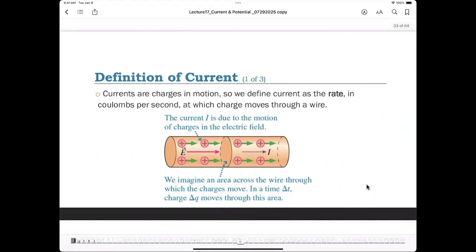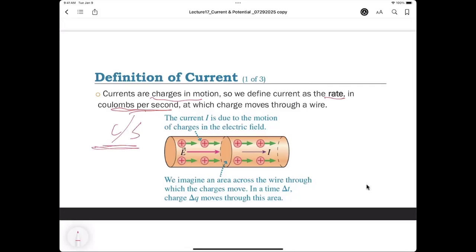Currents are charges in motion, so we define current as a rate. The unit is coulombs per second. It measures how many charges go through a wire per second. That is how we define current. We usually use I to represent current.